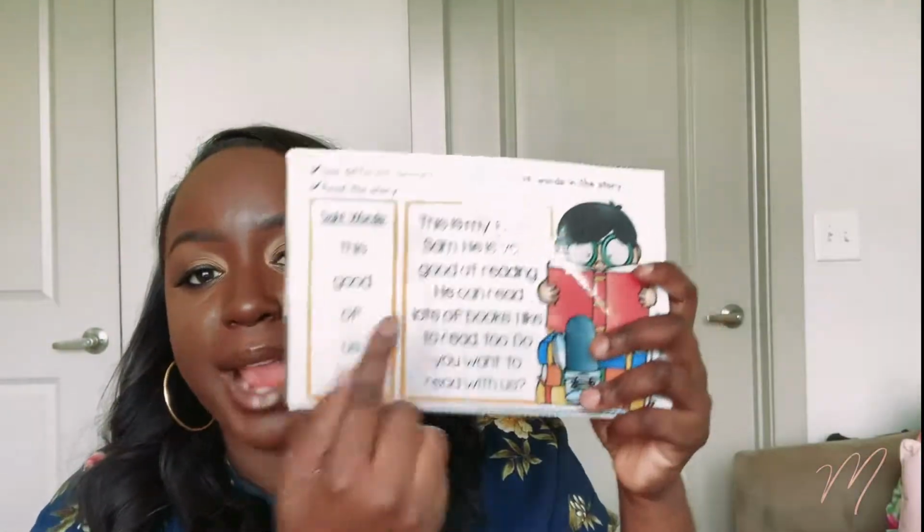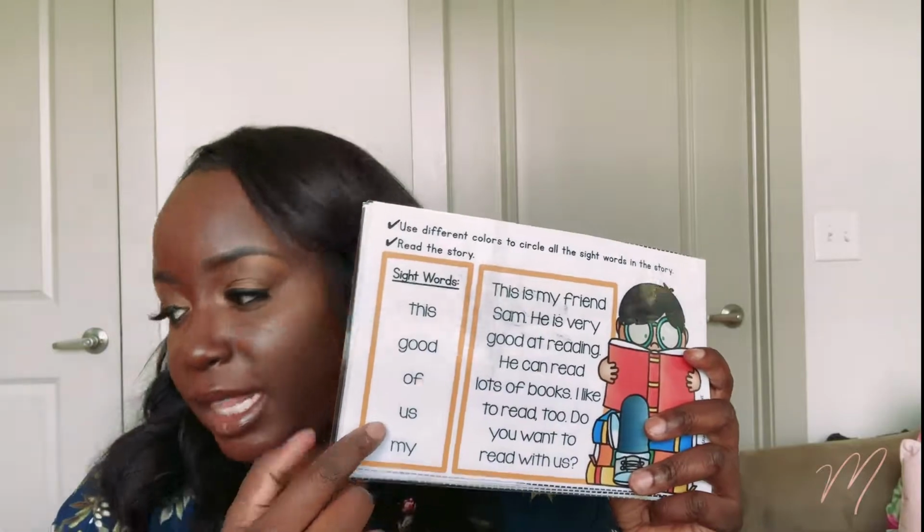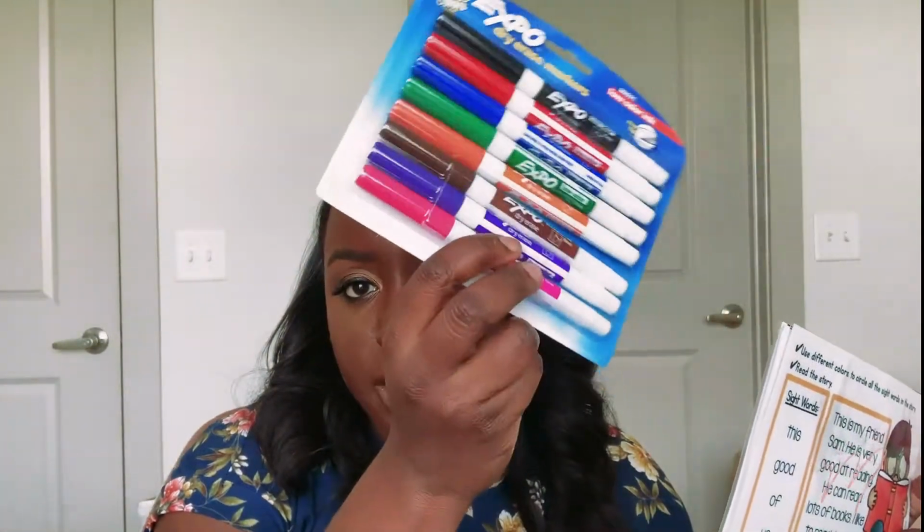This is something I got from All Students Can Shine. It says, let's use different colors to circle all the sight words in the story. So they're practicing reading and identifying their sight words, and I'll give them these colored expo markers because it says use different colors. So I like to use these in the station. I also like to use these, and I can't remember where I got them from because they don't have a label, but I know I didn't make them because I don't use this font.